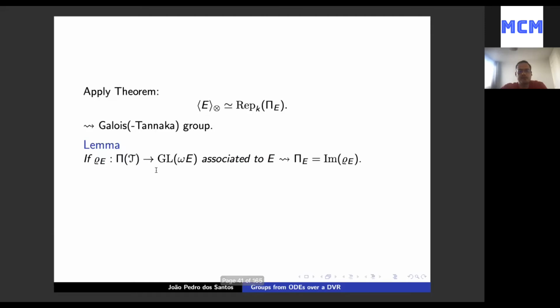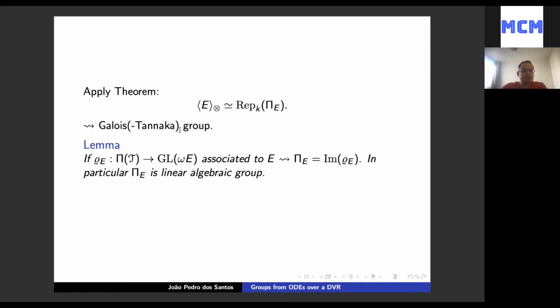And it's just the case that pi e is the image of rho e. So in particular, this is a linear algebraic group, which is an important feature. It's not a pro-algebraic group. It's not something very complicated. It's something we can work with. Are there any questions or remarks at this point?